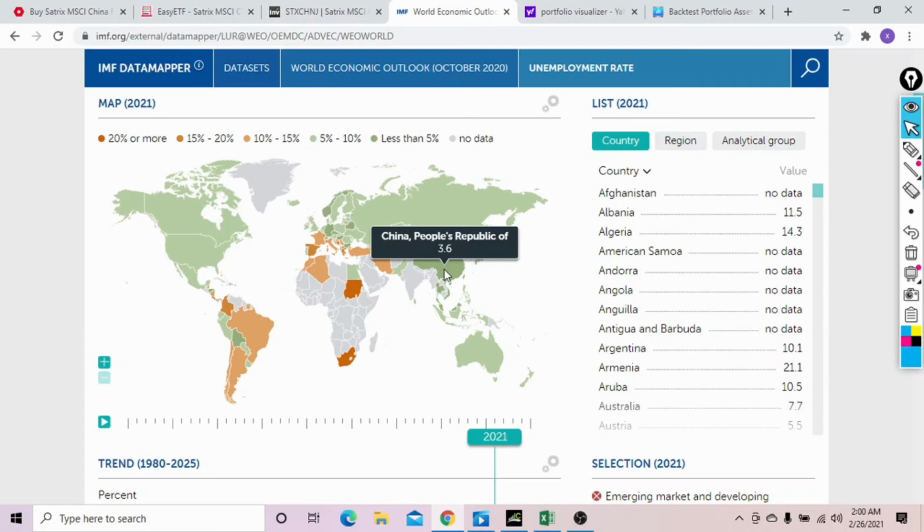Now, let me show you another fact, which is actually a very important factor that you can also use for your top-down analysis of countries. Now we'll be looking at GDP, the gross domestic product, which is normally the revenue of the country.